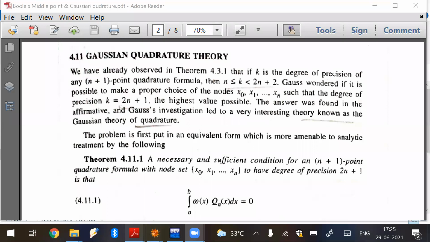So today we are going to have an idea of the Gaussian quadrature theory. We all know that the degree of precision for any n plus 1 point quadrature formula lies between n and 2n plus 2.